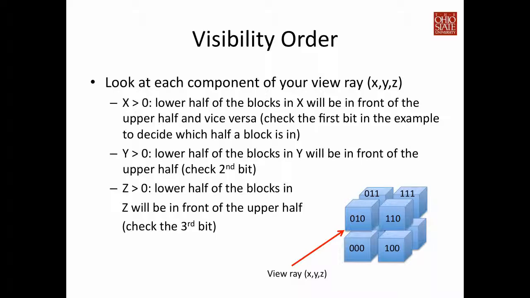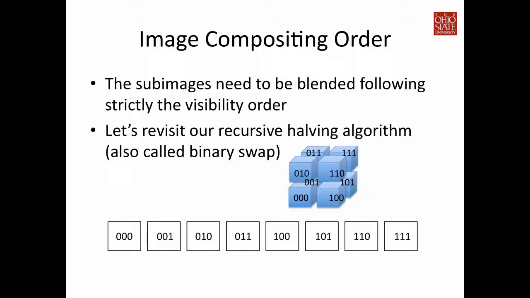So you can check the second bit and you know who is the lower half, who is the upper half, and based on the value of the y component, you can decide which blocks are going to be in front of the other blocks. Similarly, you can check the sign of the z component to determine the visibility order along the z direction. So now, based on that principle, let's look at how we perform compositing.